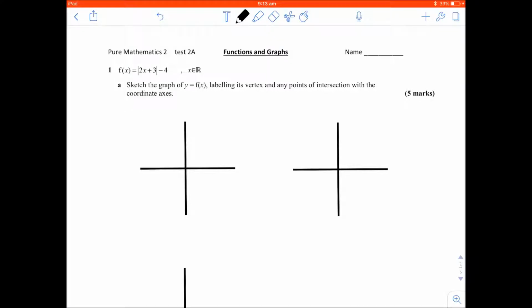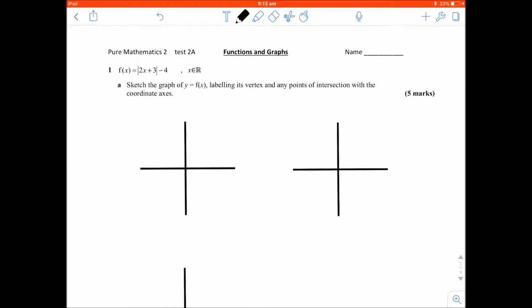So we're looking at paper 2 and the chapter 2 test. Now, question 1. f(x) is equal to the mod of 2x + 3, take away 4, where x can be any real number. And we're asked to sketch a graph of y = f(x), labelling its vertex and any points of intersection with the coordinate axes.